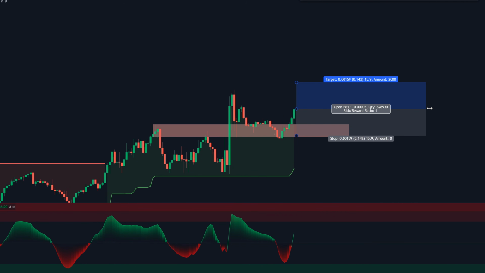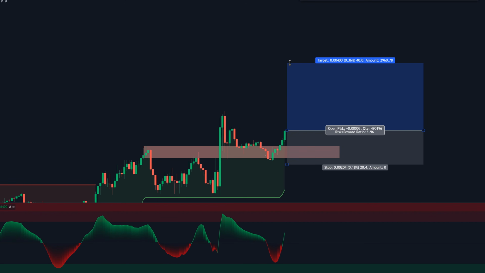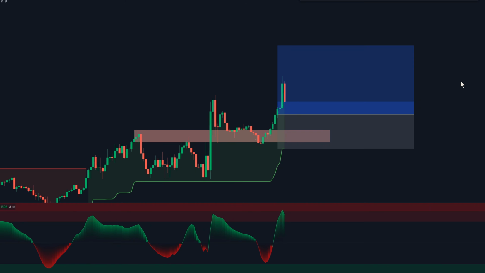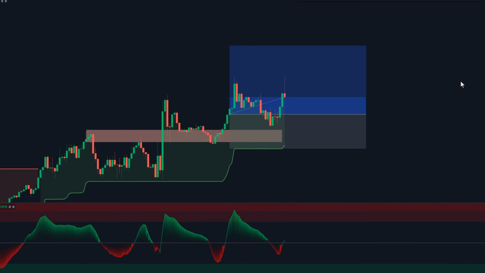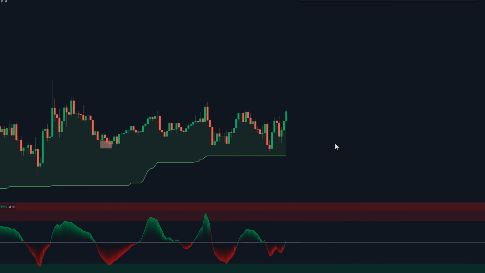We're going to set our stop loss right below the resistance level, and then for the take profit, we're going to set it at 2 times the risk. We let this trade run and take profit.